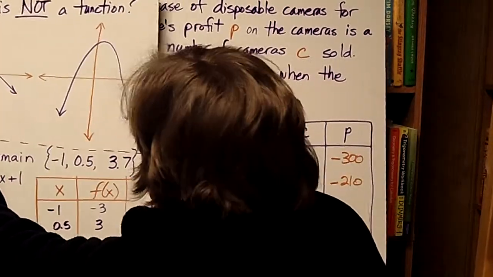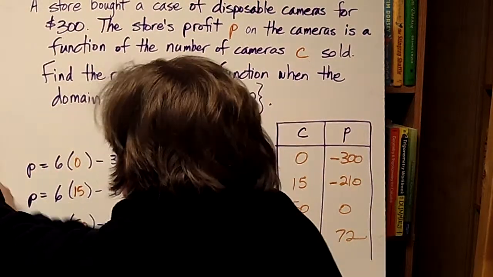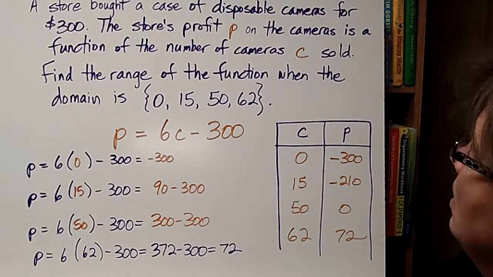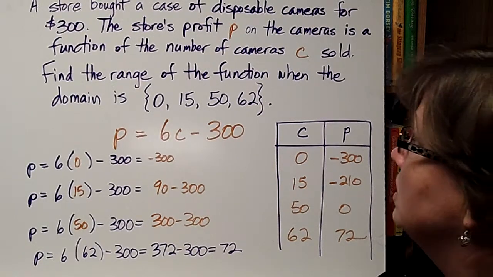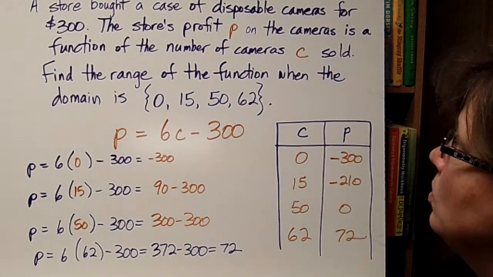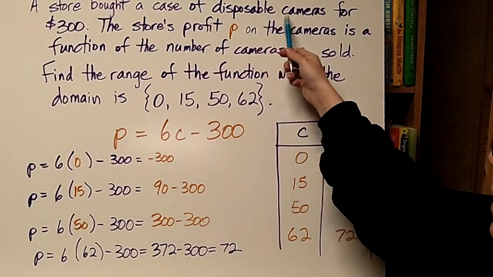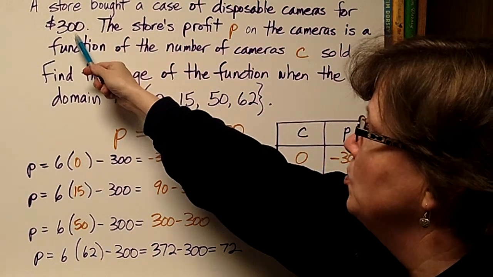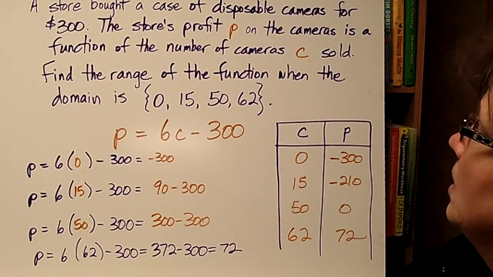In our next slide, we are going to take a word problem. Let's break it down into small pieces. The story is a store bought a case of disposable cameras for $300. So they've already spent $300.